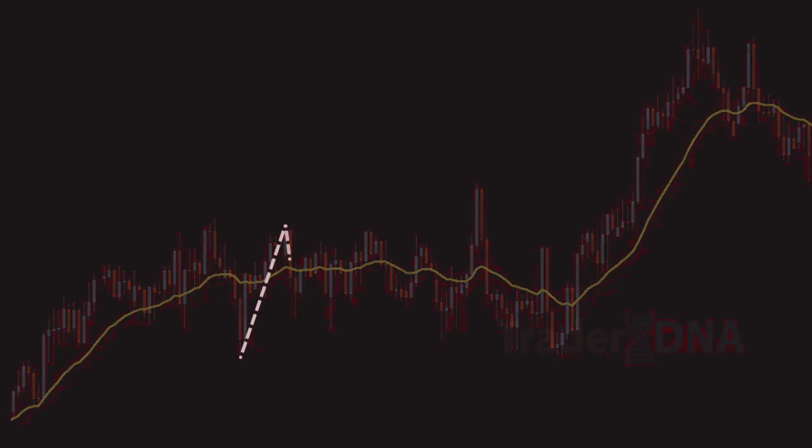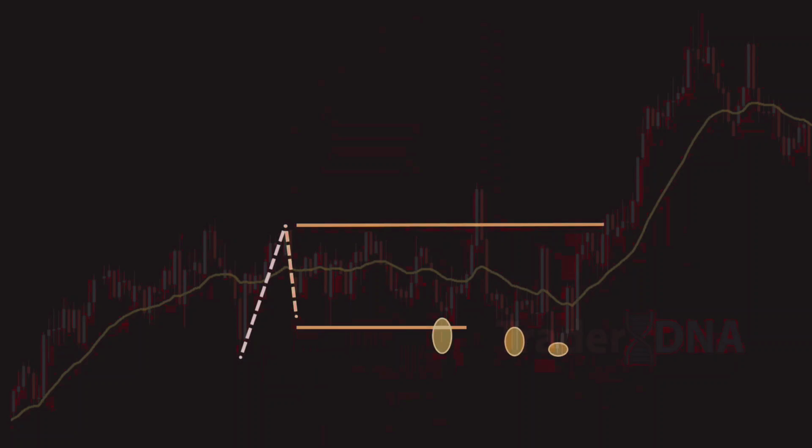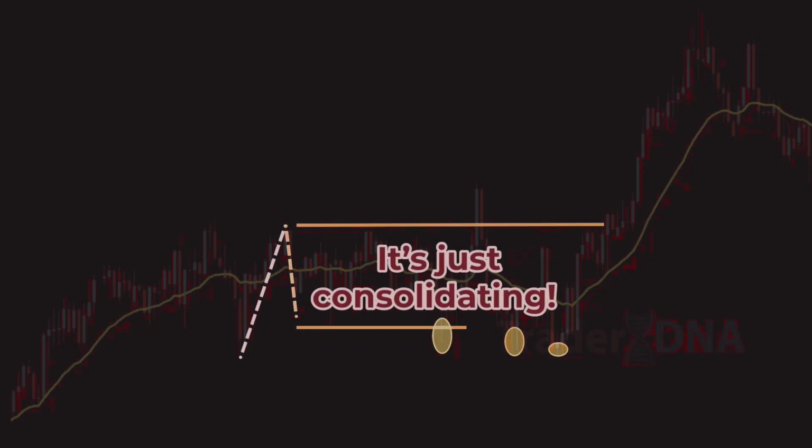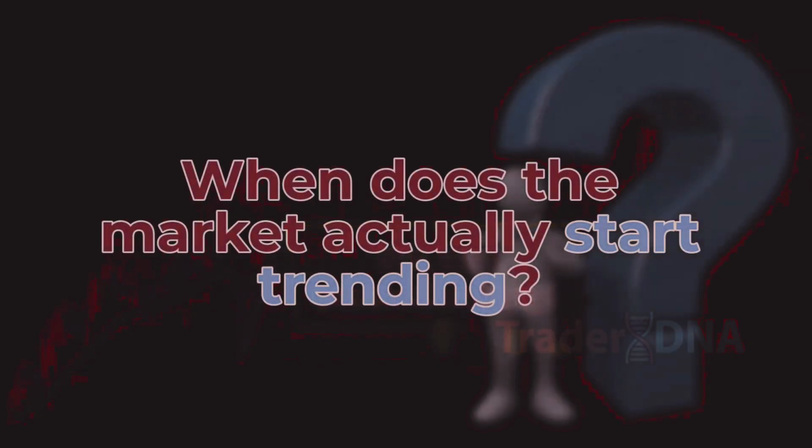Price moves up, down, sideways, bouncing between zones, teasing traders. And most people jump in way too early thinking it's trending, when in reality, it's just consolidating. So here's the $1 million question. When does the market actually start trending? Hold that thought, because we're about to break it down step by step.